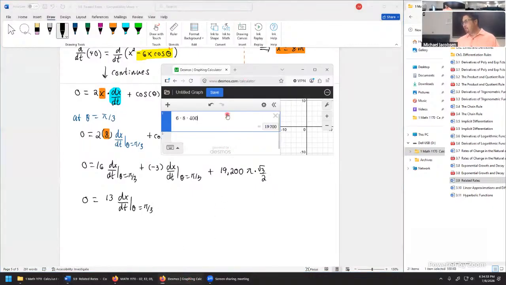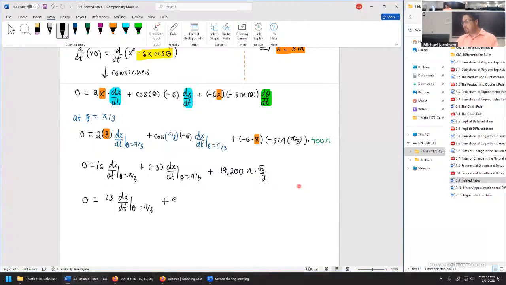And now let's take this, divide it by 2. So 19,200 divided by 2 is 9,600 plus 9,600 pi root 3. So just about there. This is an equation of one variable, linear. So subtract the 9,600, divide by 13, and we get that dx/dt, evaluated at theta equals pi over 3, is negative 9,600 pi root 3 divided by 13, in units of inches per minute.